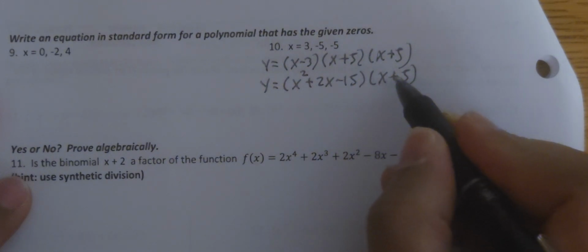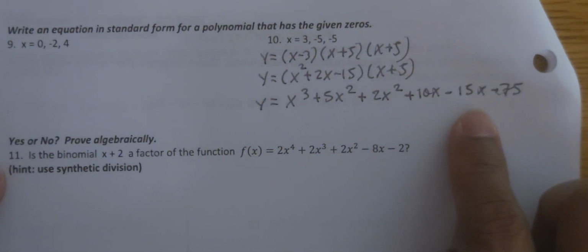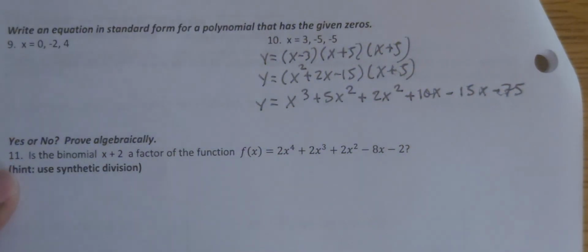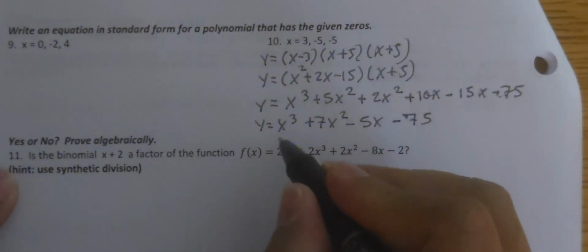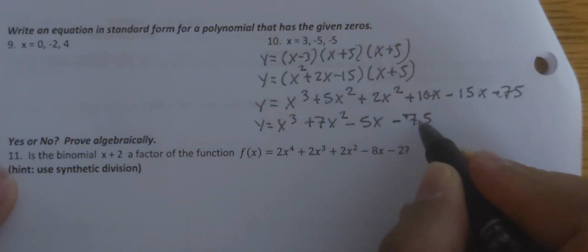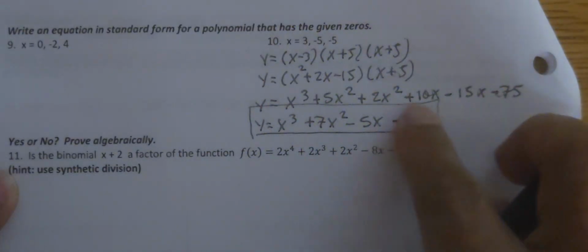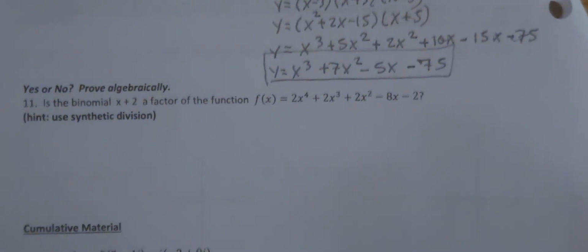Now let's multiply by this one. So when we multiply, we end up with this. But then I have to combine like terms. So then I have x cubed plus 7x squared minus 5x minus 75. And that is by combining like terms here. Let's go on to number 12.